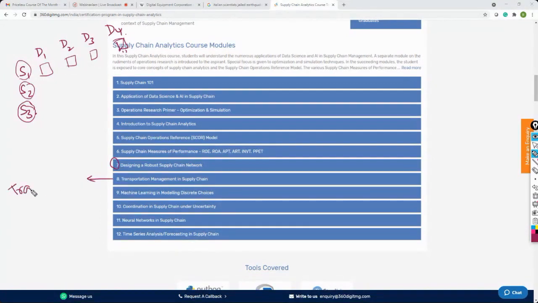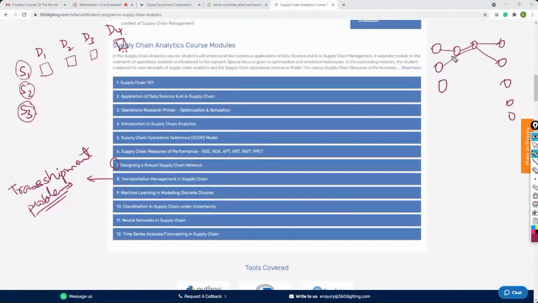And there will also be something called transshipment problems. Transshipment problems means if you are supplying from source to destination, there might be a lot of intermediary locations between your supply centers and the demand centers. These intermediaries will not do anything; they will just act as connecting points. Those kinds of connecting points are called transshipment centers. If there are a lot of transshipment centers, can I identify the shortest path? So we'll look into shortest path problems.